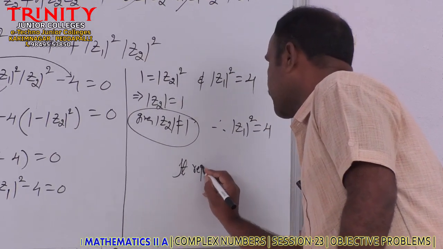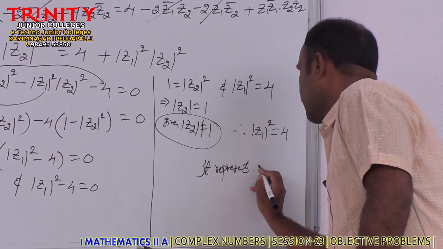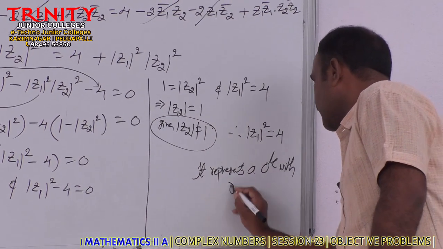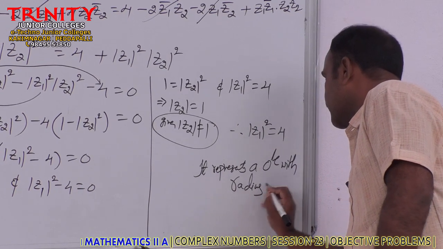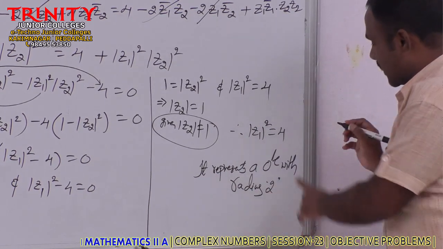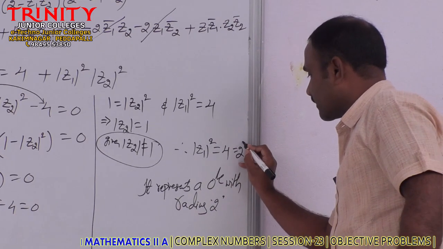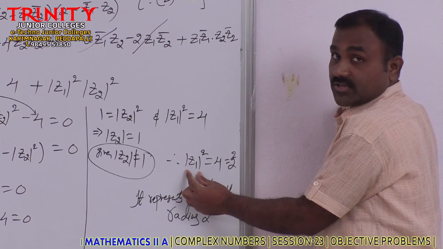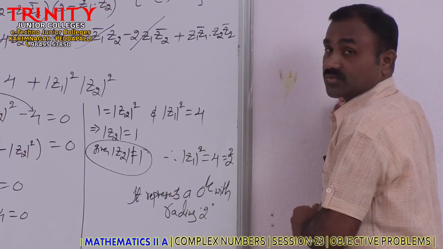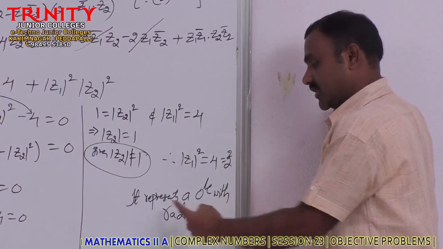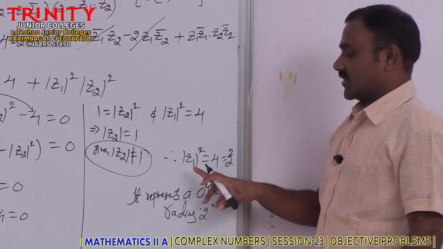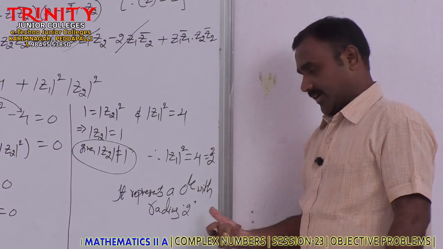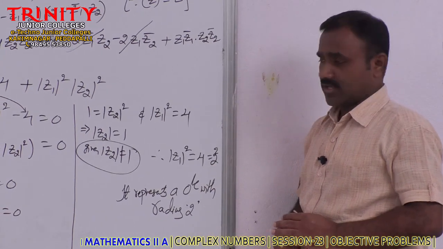It represents a circle with radius 2. Why? Because 4 we can write as 2 square. Therefore, mod z1 square equal to 2 square. Mod z1 square is nothing but x square plus y square is equal to 2 square. Therefore, z1 represents a circle with radius 2. Okay. Thank you.